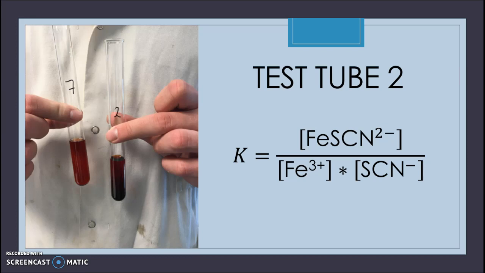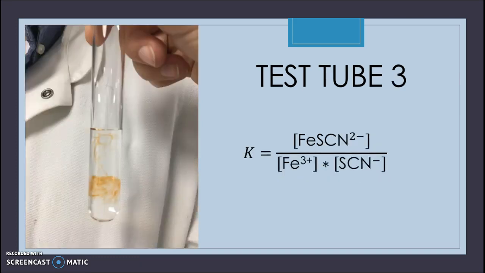In the second test tube, we then increase the concentration of the thiocyanate. What happens in the second test tube is pretty much the same as in the first test tube. When the concentration of thiocyanate goes up, then the value of Q will again be smaller than K. The solution turned darker red as well, which means that the reaction made a shift to the right.